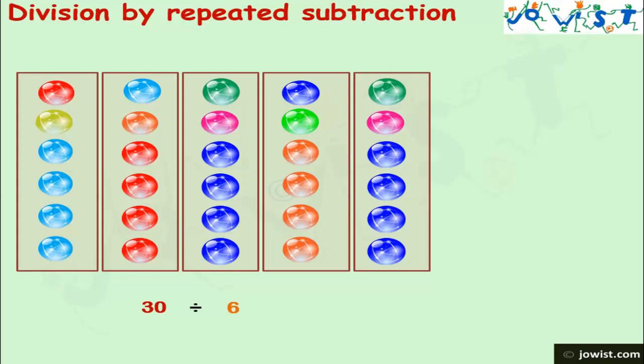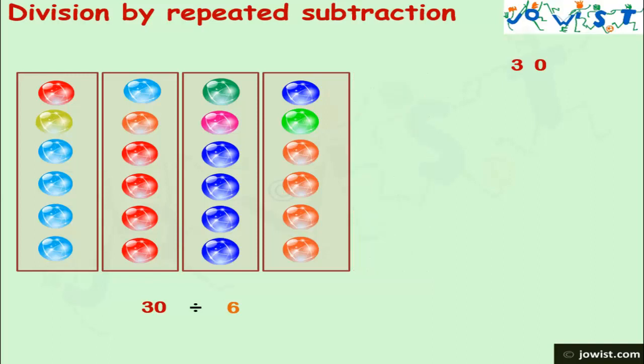Let's start the subtraction process. How many marbles do we have? We have 30 marbles in 5 groups. Each group has 6 marbles. Now let's take the first group away. How many marbles did we take away? Yes, we have taken 6 marbles away. How many are left? 6 subtracted from 30, we get 24 marbles. Therefore, 24 marbles are left.